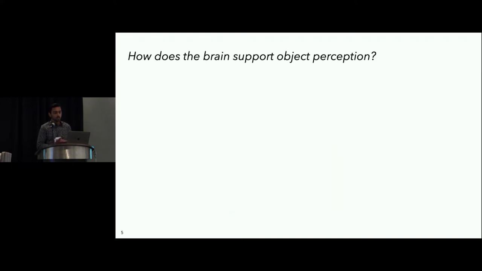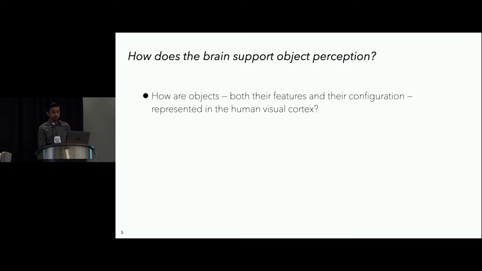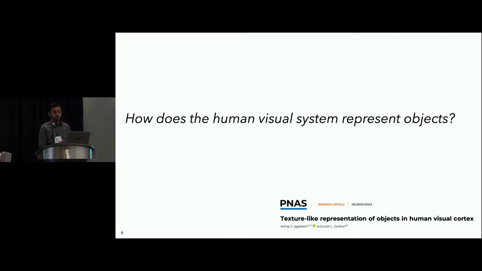So the overarching question in this talk is going to be, how does the brain support object perception? Specifically, how are objects, both their features and their configurations, represented in the human visual system? And secondly, what is the role of attention, if any, in visual object perception? So first, how does the human visual system represent objects? And the results in this first half of the talk were published earlier this year, so please check out our paper for details that I may skip over in the interest of time today.